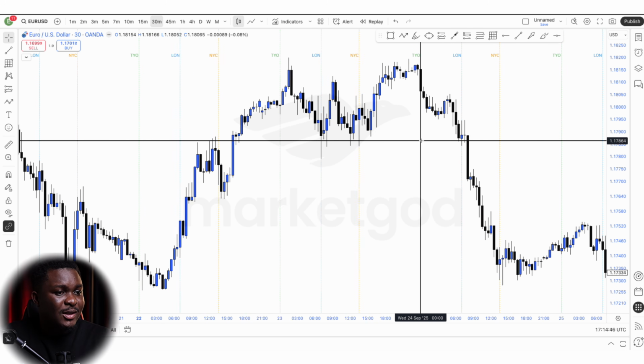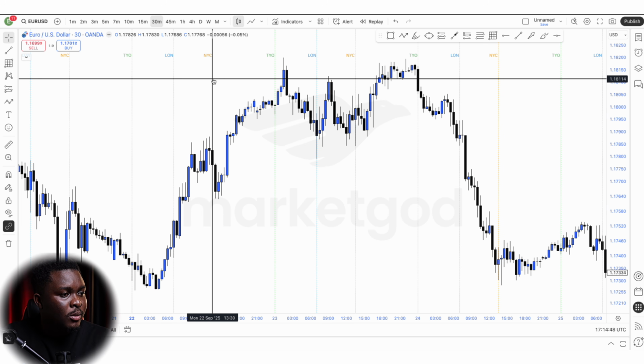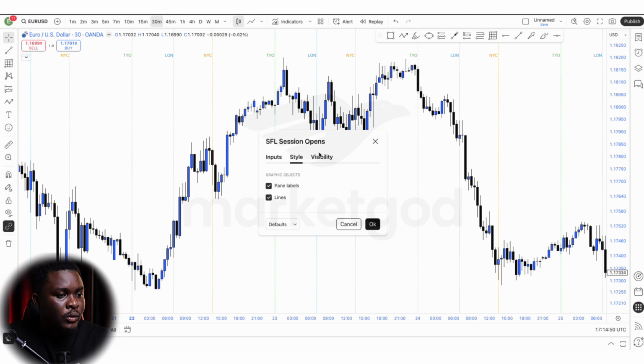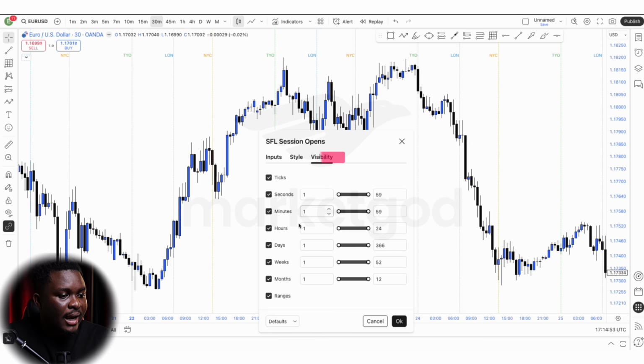Now, I don't like to have my charts all colored up. So what I'm going to do is double click and go to visibility. All right. And I don't want it to appear in the weekly, the months, the ranges, and probably the day. So I'm going to keep it up to the daily, that's 24 hours, or I can even decide to keep it up to just 4 hours. All right. But let's just keep it at 24 hours. And then this is also fine.